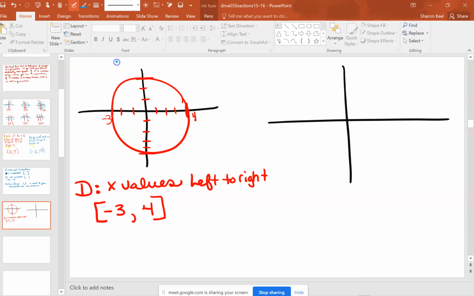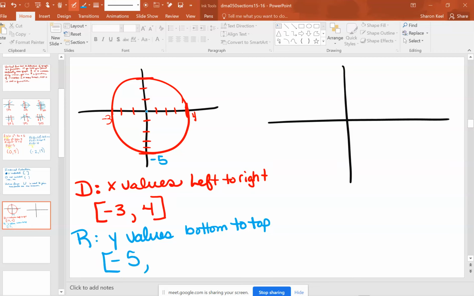For this problem, if I'm looking for the range, those are the y values, and we look at these from bottom to top because it's always small to large. So we're going to start at this bottom point. So let's count. -1, 2, 3, 4, 5. The bottom point is at -5. The upper point is at 1, 2, 3, at a +3.